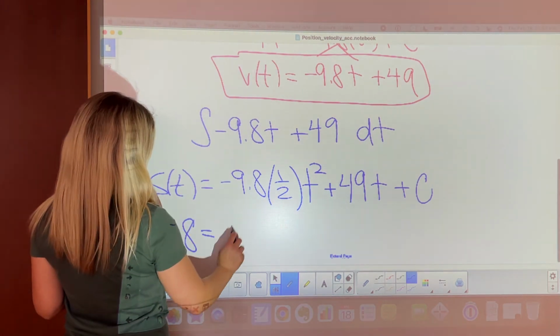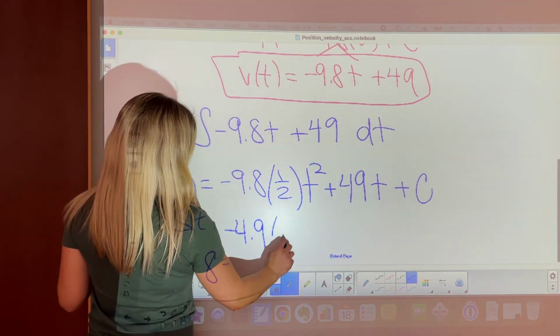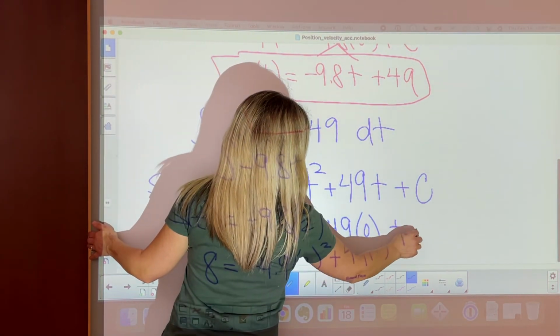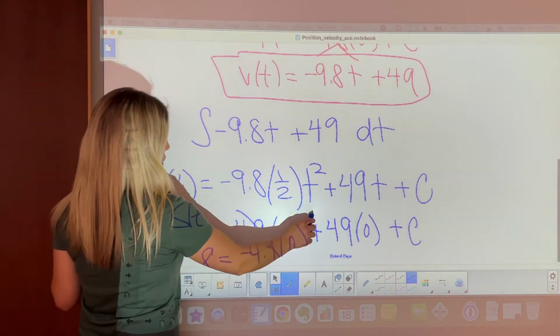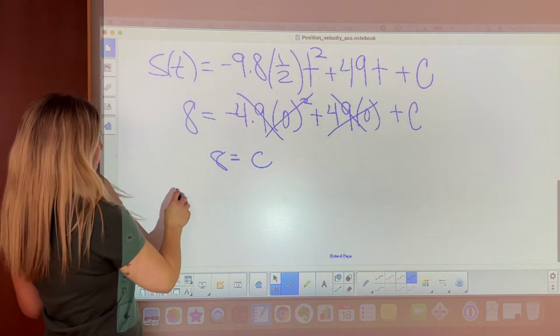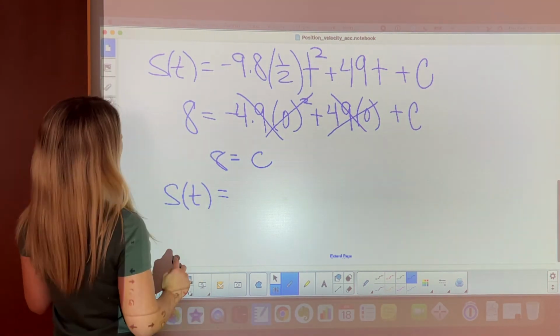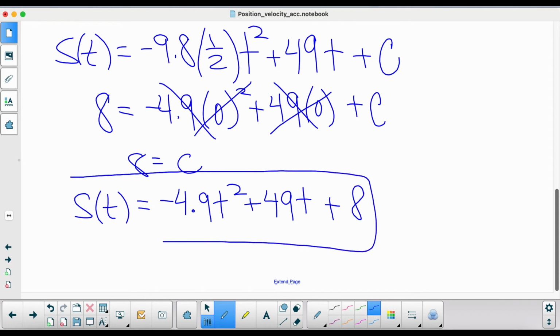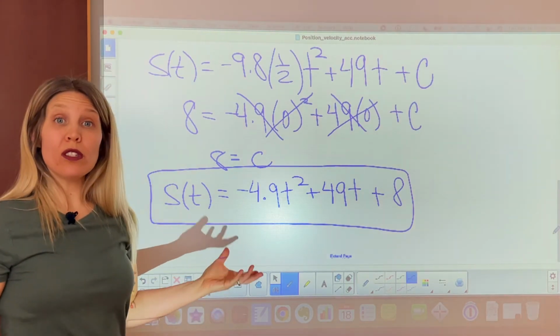I'm going to simplify this. It becomes negative 4.9, t is 0, plus 49 times 0 plus c. Well, that's nice again. These all drop out because they're zeros. And our c equals 8, which means our position equation is negative 4.9 t squared plus 49 t plus 8. So this is our position equation.